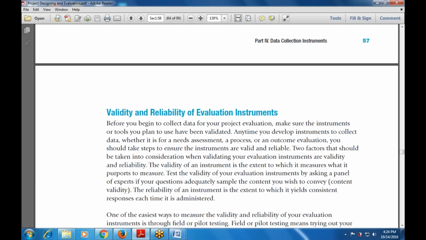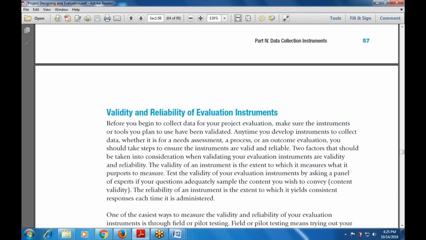Anytime you develop an instrument to collect data, whether it is for a needs assessment, a process, or an outcome evaluation, you should take steps to ensure that the instruments are valid and reliable. There are two factors that should be taken into consideration when validating your evaluation instrument: the validity and the reliability. So these two criteria must be considered.